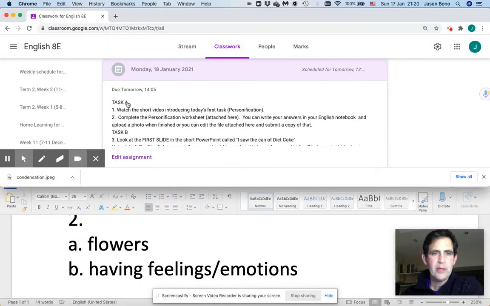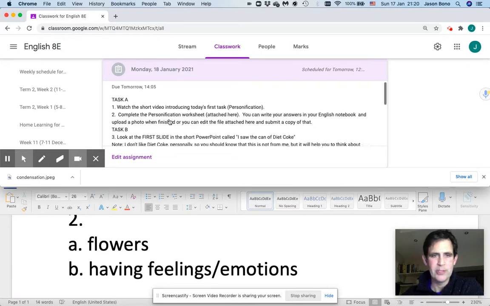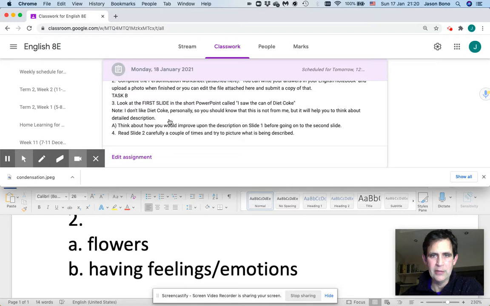Okay. So looking at 8E for Monday. Your task A is to watch the short video, that's this one, to complete the personification, that's what we just did. So you need to do that. And then, because you have a longer class, you're going to go on and do these steps.